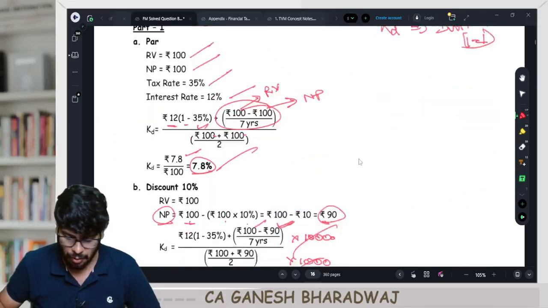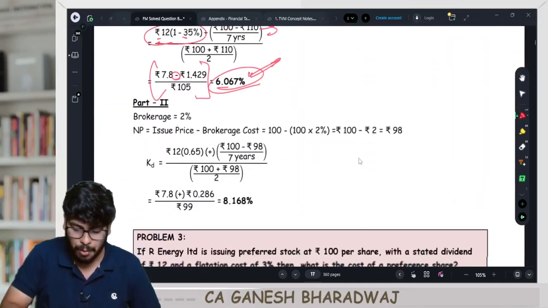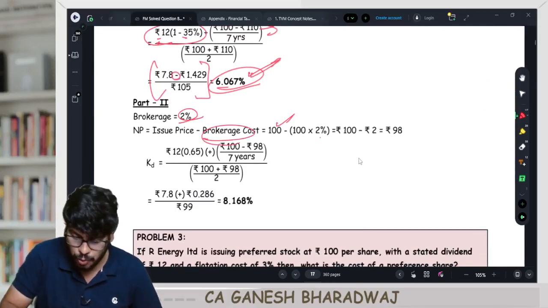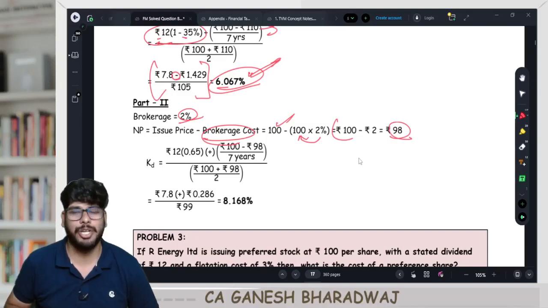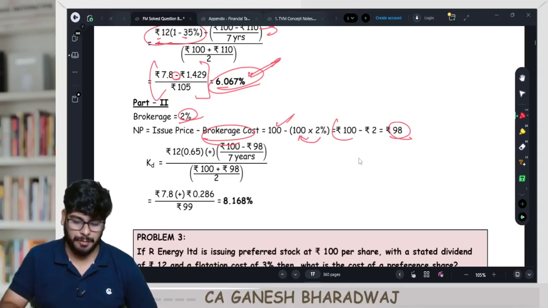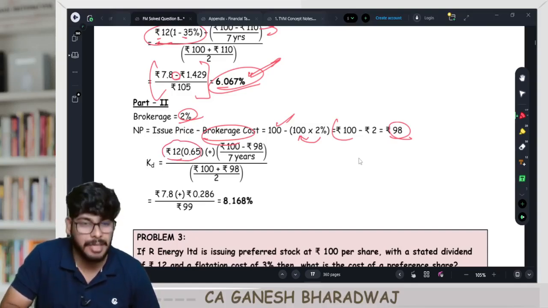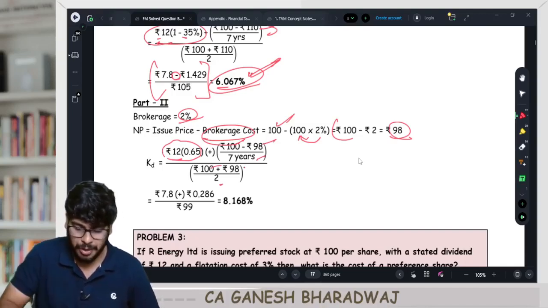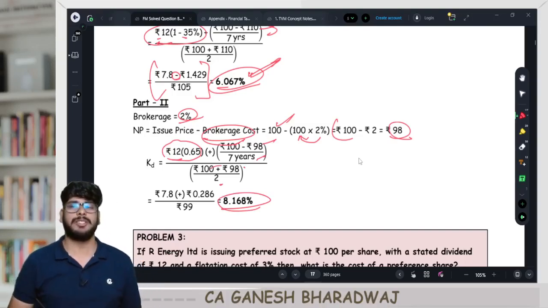Clear with this? Now, the computation, guys, what happens here? Brokerage is 2%. So the issue price is 100 minus brokerage cost, 2% on that 100. It's going to be what? 100 minus 2, 98. Now what you do here is, for all your computation purpose, you take this 98 as your net proceeds. So I into 1 minus t, correct? Plus RV 100 minus NP, 98, divided by 7, the whole by RV plus NP by 2. You get an effective cost of 8.168.